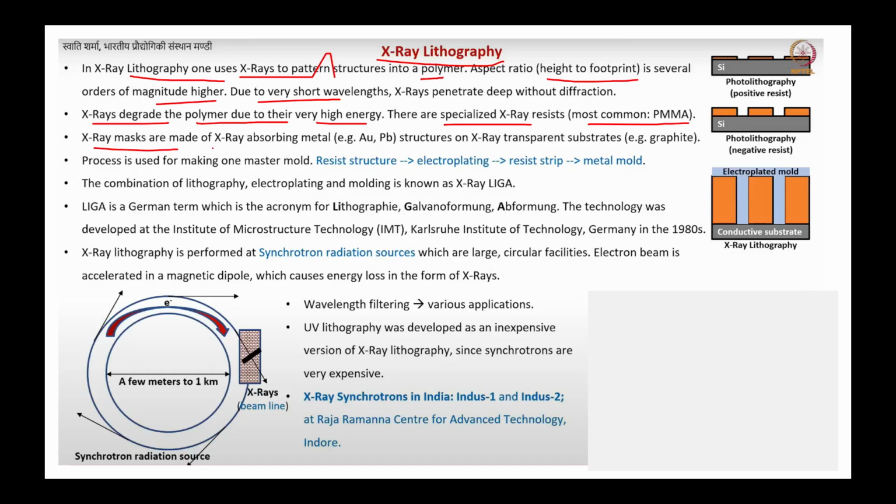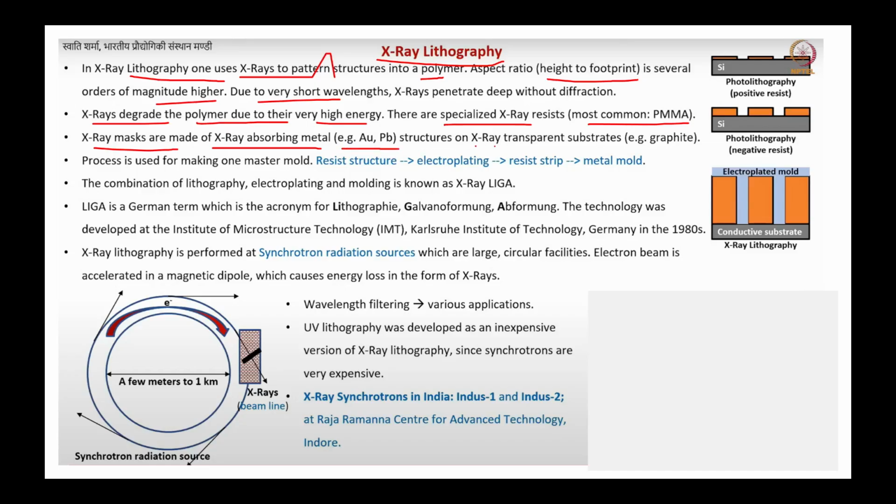Now the X-ray masks are made of X-ray absorbing metal, right? So there will be some X-ray absorbing metal where you will make a mask. What we will do is put a mask on top of our pattern. The part which we want to expose to our X-ray will get degraded when the X-rays hit through, and the other portion of the mask will absorb our X-rays. Got it? So this metal could be gold as well as lead.